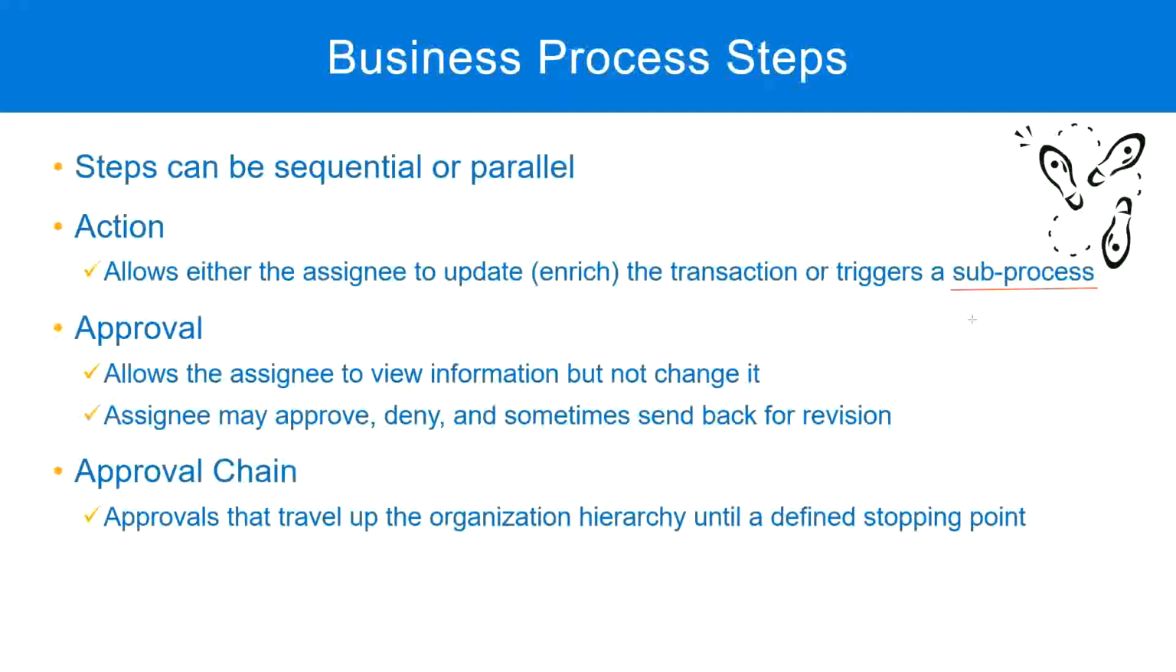Okay, and in that business process there can be some other steps in the proposed compensation business process. So if I trigger another process from within a business process, we call that a subprocess. Okay, so an action step is used to update the transaction.